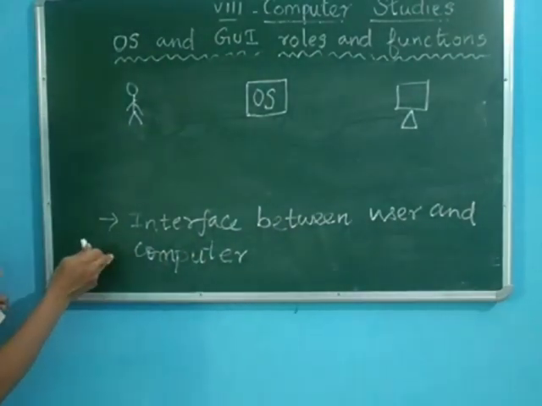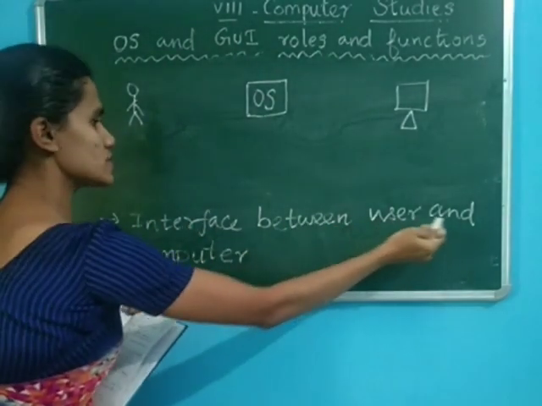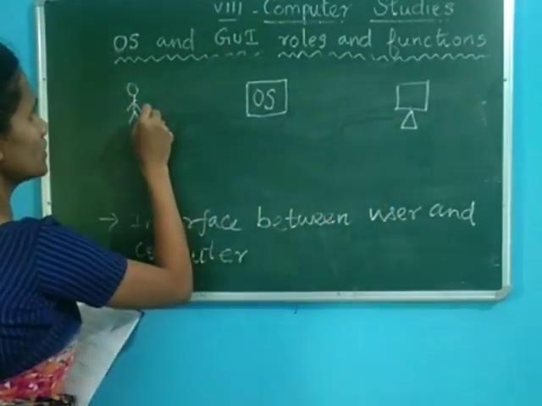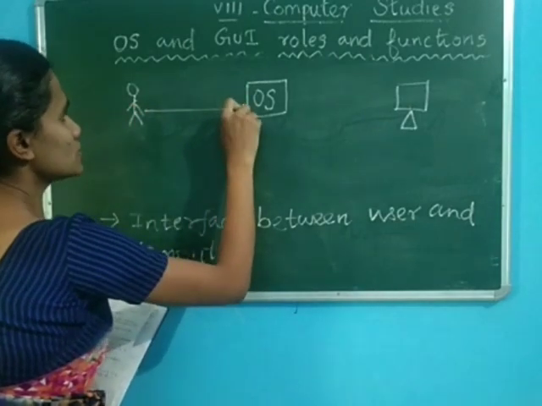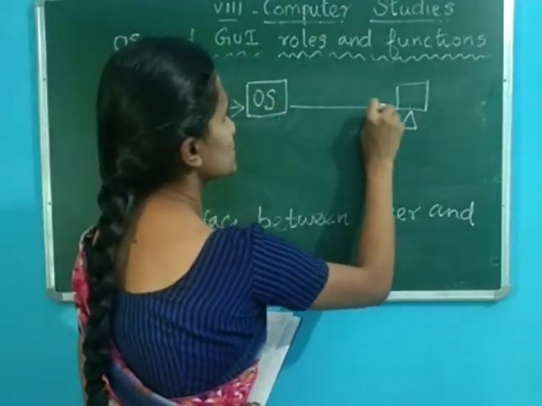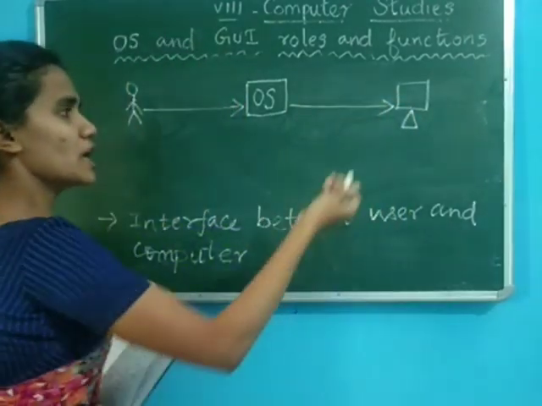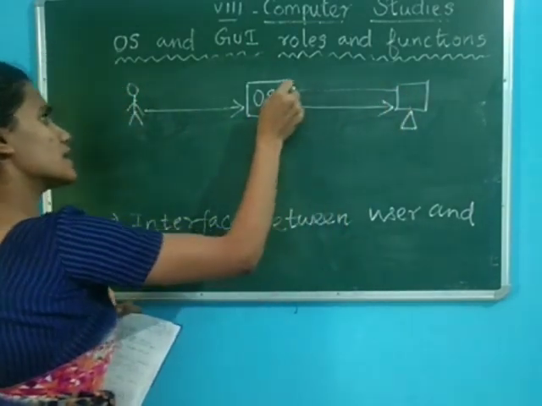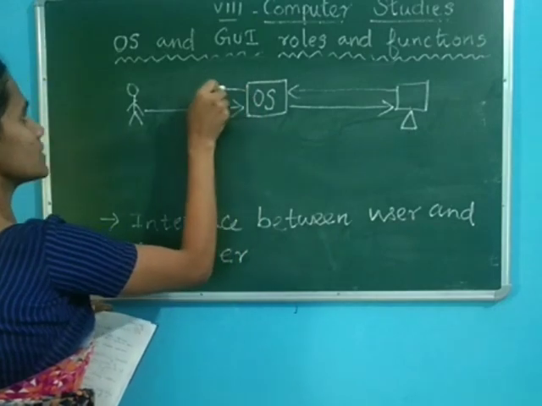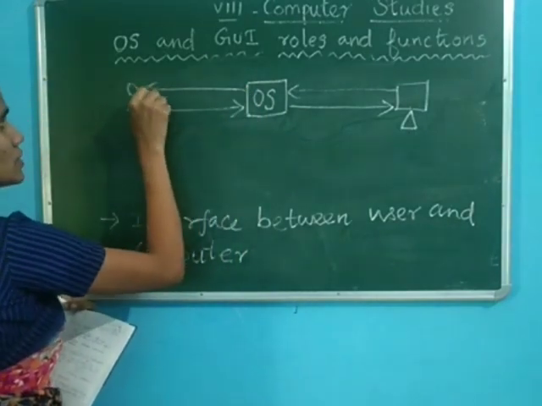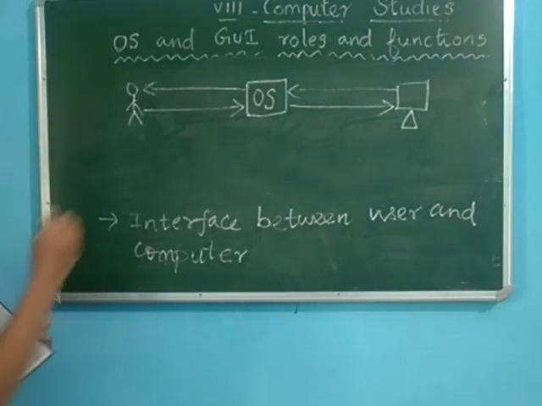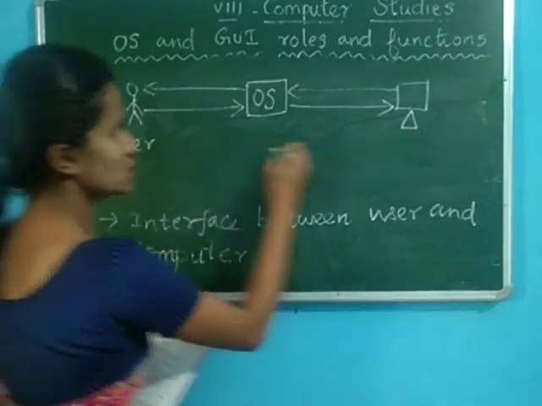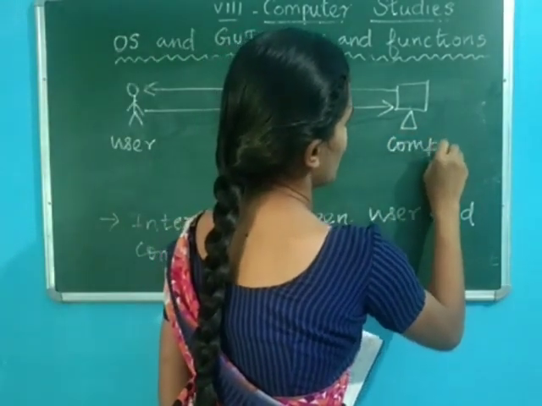What the third point says, it is an interface between the user and the computer. If the user wants to communicate with the computer, we have to send the instruction to the OS. The OS will transfer that instruction to the computer. If the computer wants to communicate with a human, it transfers its response to the OS. The OS will convey the information to the user. OS is the interface between the user and the computer.